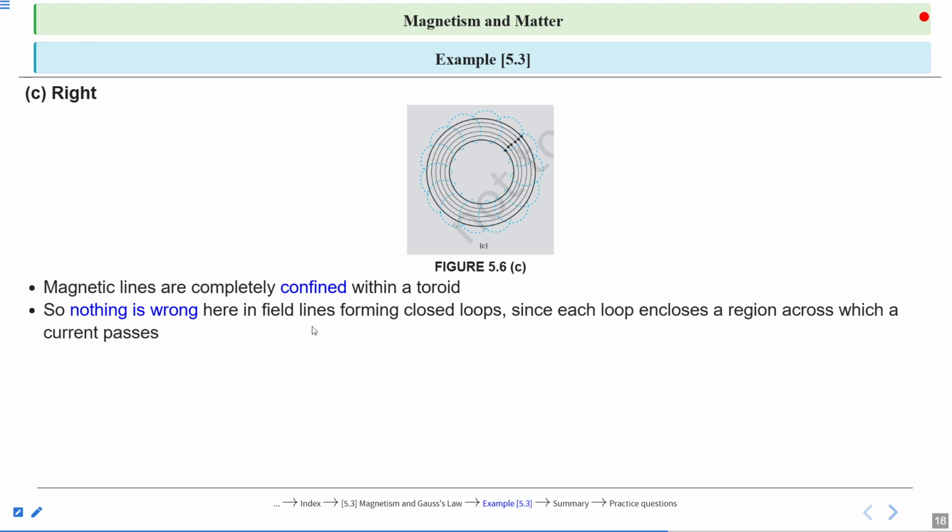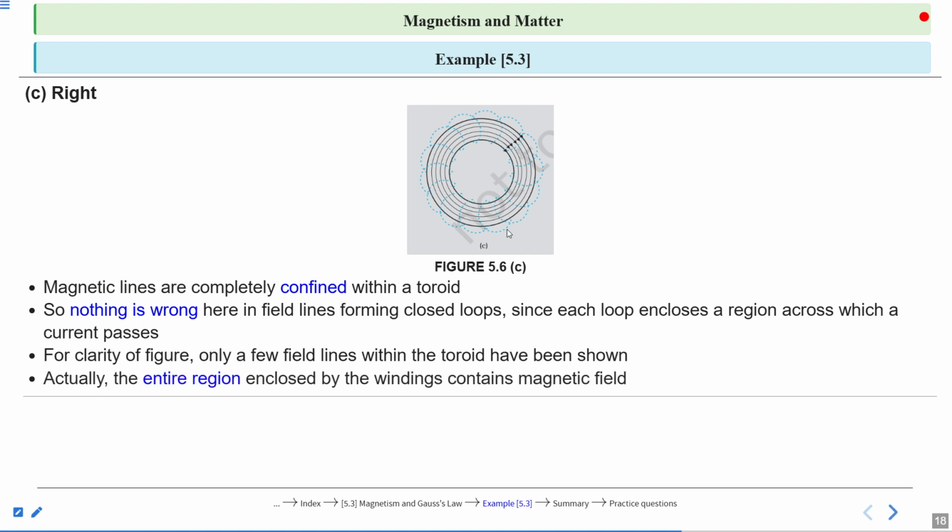So nothing is wrong here in field lines forming closed loops, since each loop encloses a region across which current passes. For clarity of the figure, only a few field lines within the toroid have been shown. There are a number of field lines in the space confined in the toroid. Actually, the entire region enclosed by the windings contains magnetic field.